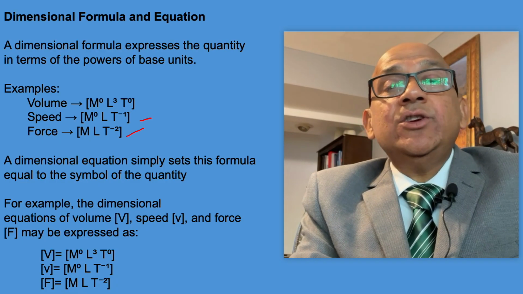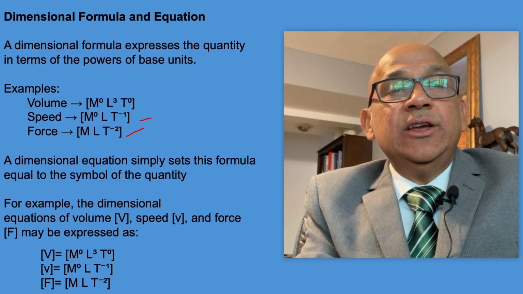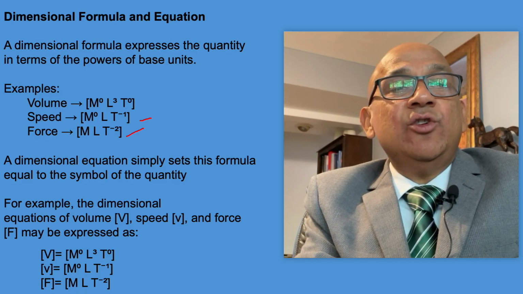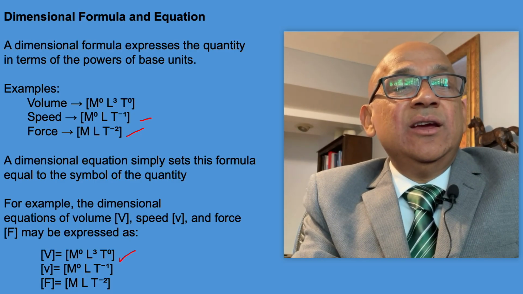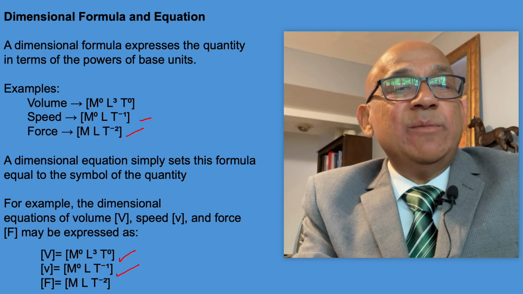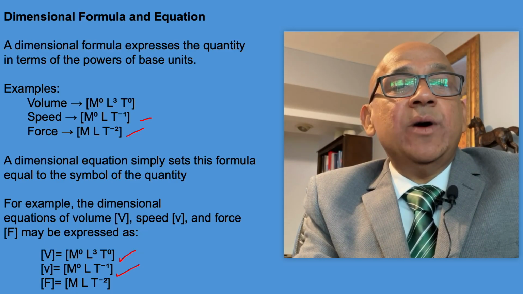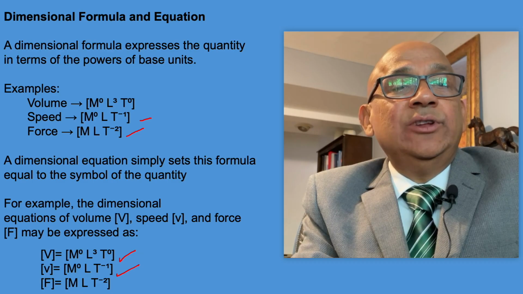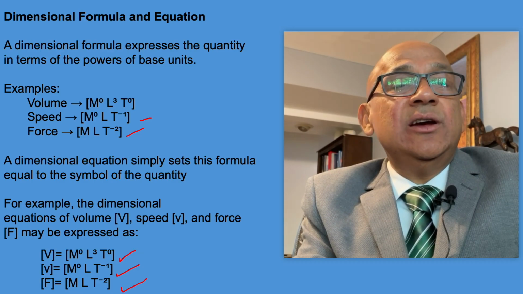A dimensional equation simply sets this formula equal to the symbol of the quantity. For example, the dimensional equations for volume, speed, and force may be expressed as: V equals M0 L3 T0. Then velocity, small v, has the dimensions of M to the power of 0, L to the power of 1, and T to the power of minus 1. And force has M L T minus 2. So these are called dimensional equations.